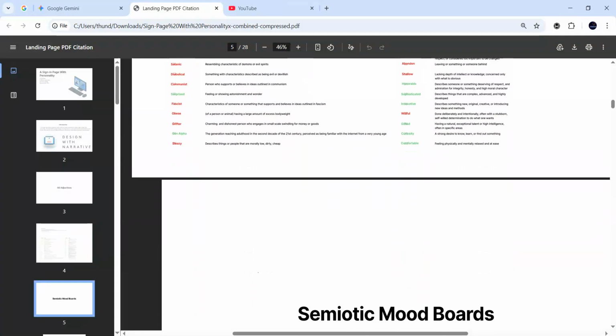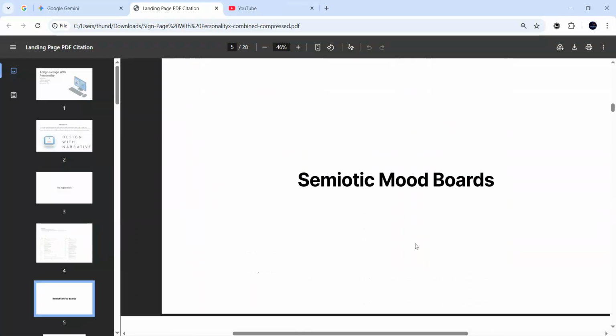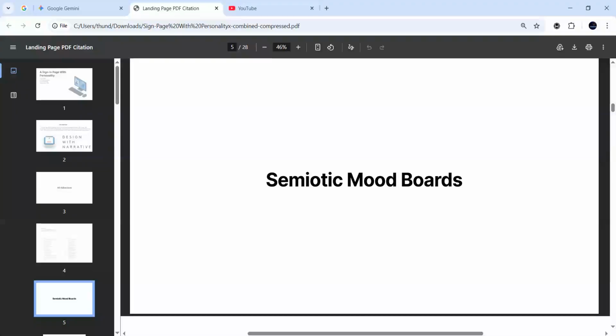But after coming up with this list, we came to probably the main part of this whole project, which was coming up with semiotic mood boards.